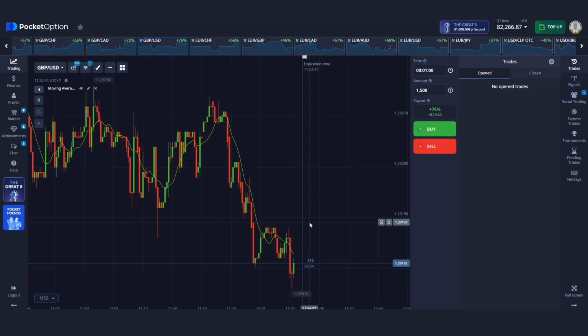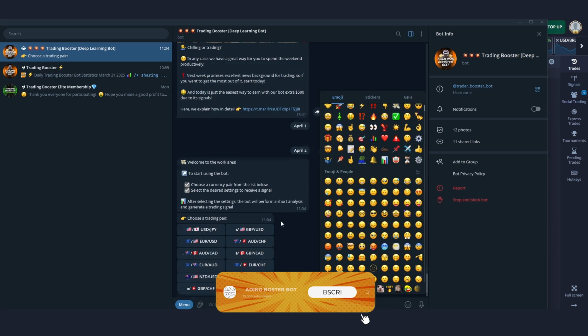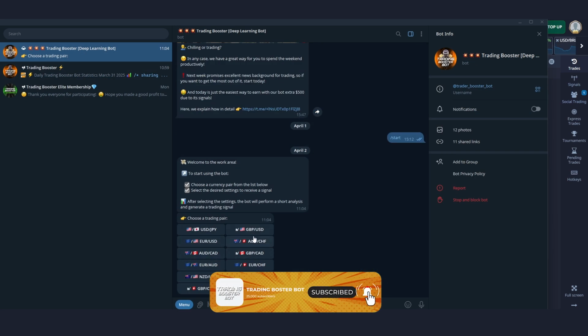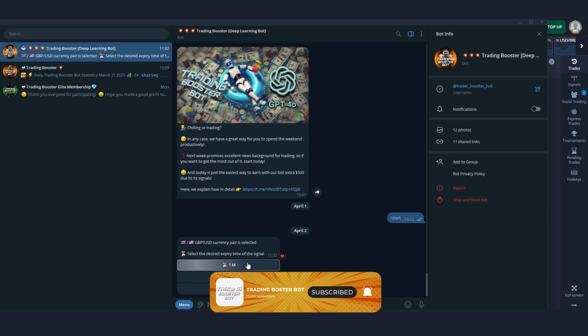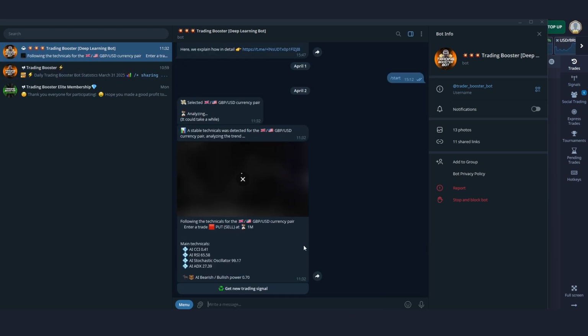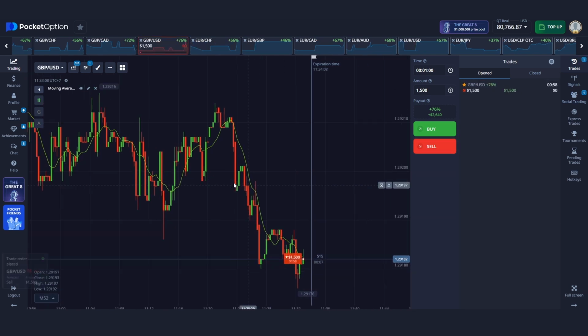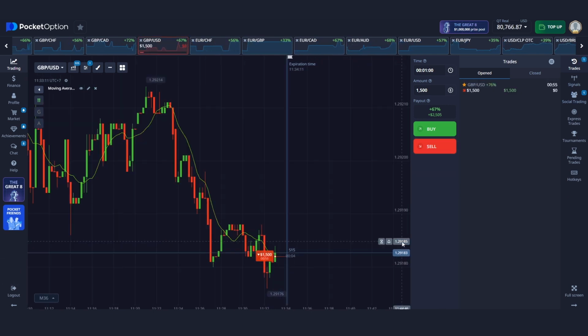To start, let me show you an example. Here, I choose a good volatile pair with strong movement right now, and I want to open my trade. For 1 minute, I select the same currency pair in the booster bot and choose 1 minute for the trade duration. And I receive a sell signal. The price is actively falling here, and from this point you can open your sell trade. This is an example of a currency pair where all factors align, and for 1 minute you can perfectly open your trade. This will be quite safe.